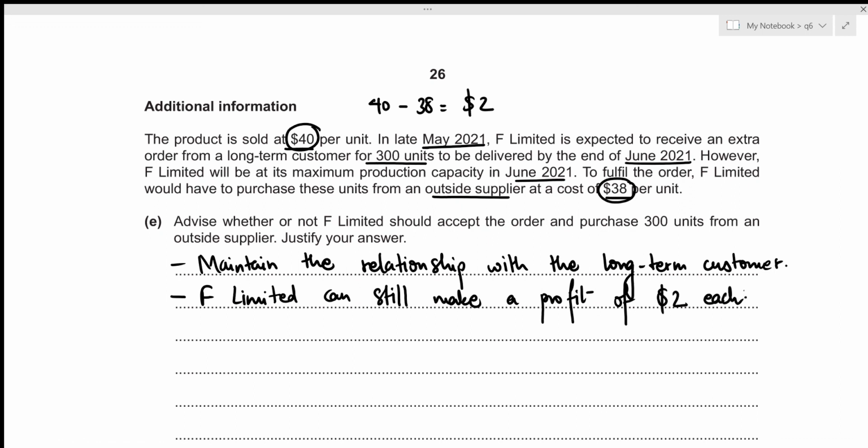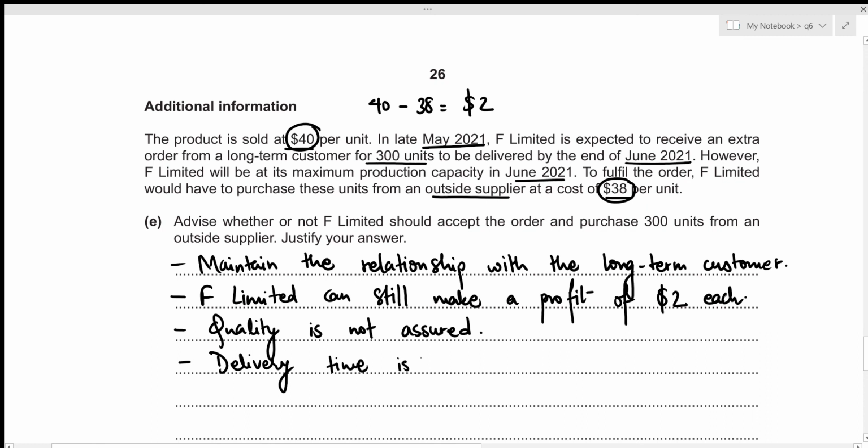And remember that we are sustaining that particular order by purchasing from an outside supplier. So whenever we're talking about an outside supplier, we do not know whether the quality will be maintained. So that is still a question. Quality is not assured. And similarly, we do not know whether the supplier will be able to deliver on time, right? That is still a question. Delivery time is not assured.